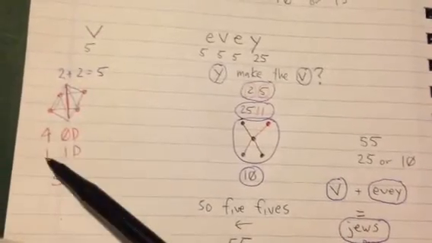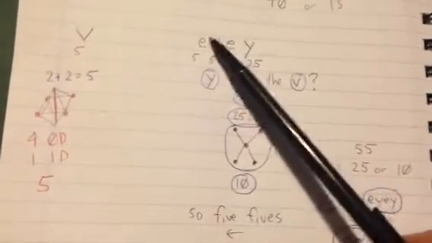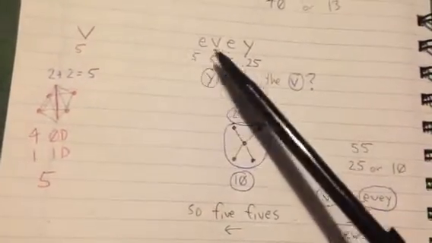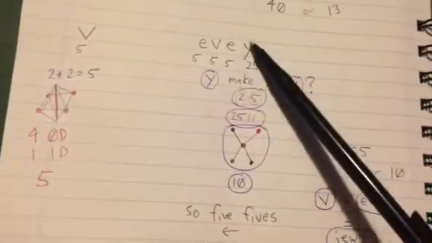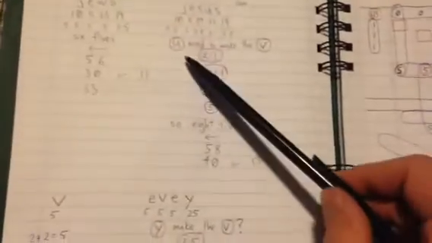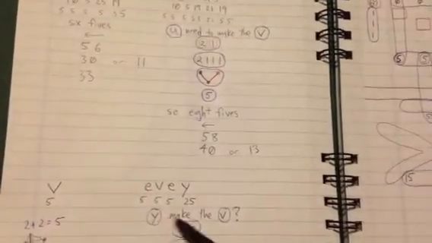4 0th-dimensional singularities, one one-dimensional line. It's a 5, so 2 plus 2 is 5, guys. And then EV, of course, the 5th letter. Again, a 5, and then the 25th letter, Y. But unlike Jesus, who says you need to make the V, EV is like, why make the V?